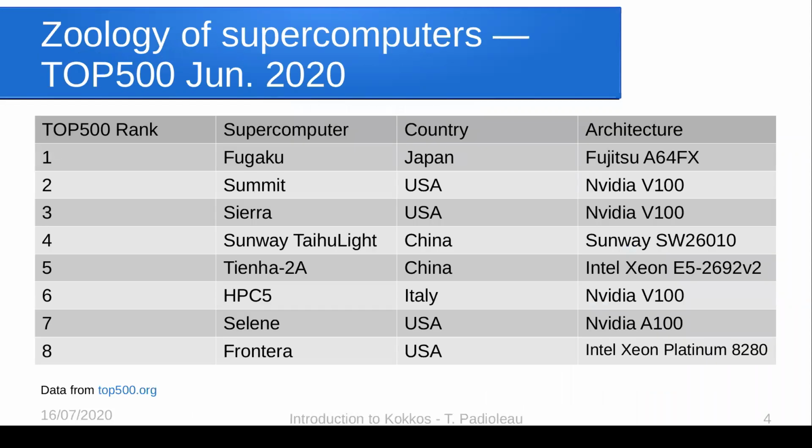If we have a look now at the recent Top500, which is a ranking of the most powerful supercomputers in the world, we can see that there is some diversity among architectures. The first rank is attributed to Fugaku in Japan, which is an ARM-based architecture. We have in this top 8, which I'm showing, 4 GPU machines with NVIDIA V100 architecture and other many-core CPUs from China and Intel.